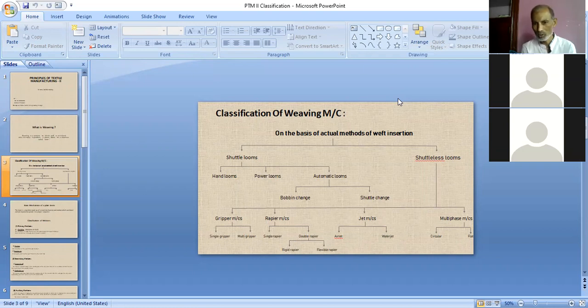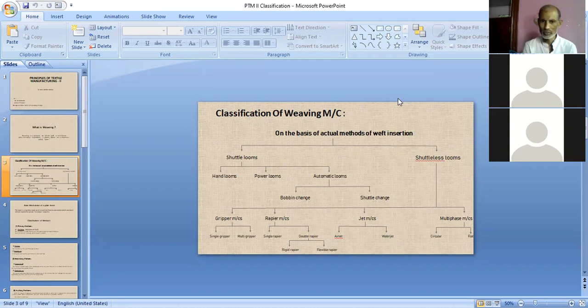So to make it more automatic, we have automatic looms, which are of two types. One is bobbin change, the other is shuttle change. In the first case, we are changing the pirn. Bobbin is the term used for pirn. So pirn change or bobbin change, and the other is shuttle change, in which we change the shuttle. But in the first case, we are not changing the shuttle. We keep the same shuttle, but inside the shuttle the pirn is changed. These are the two types of automatic looms.